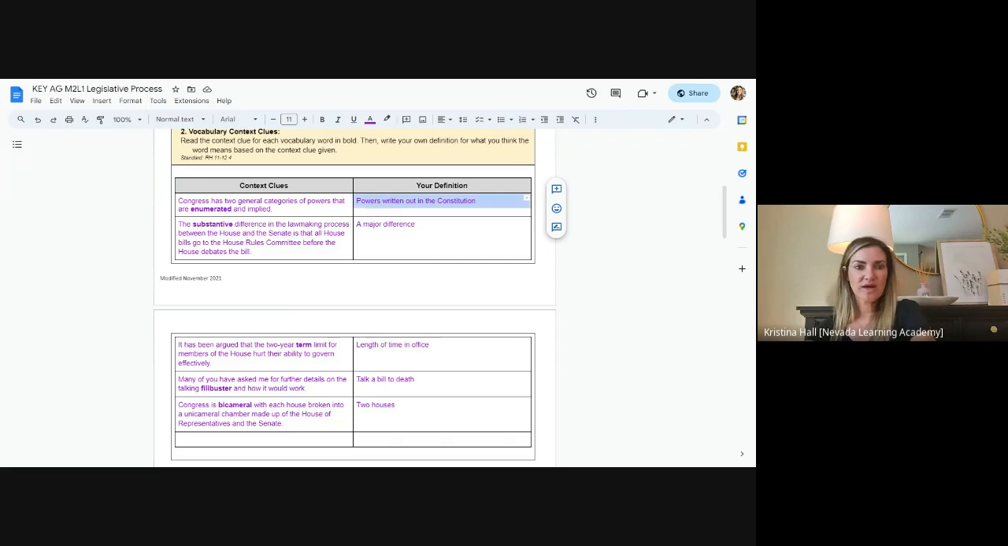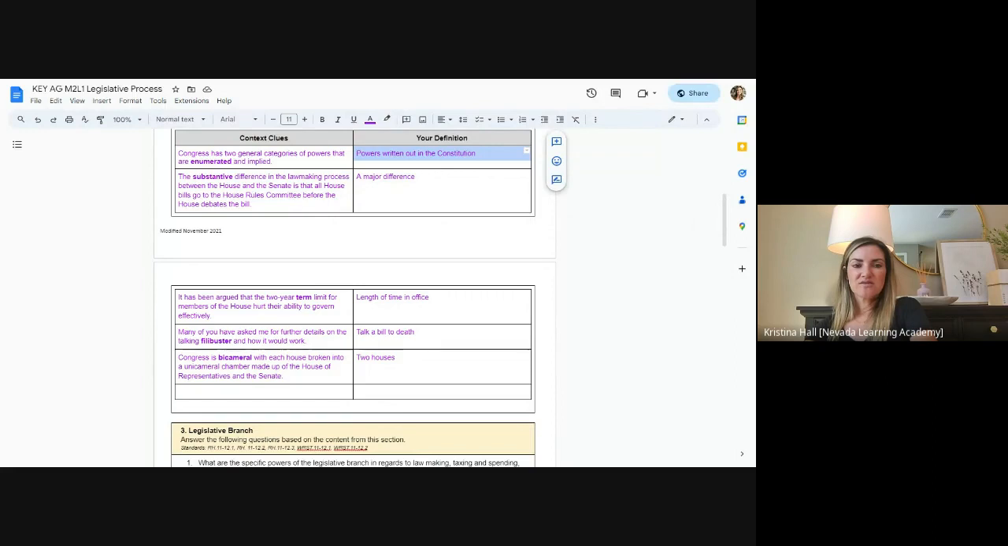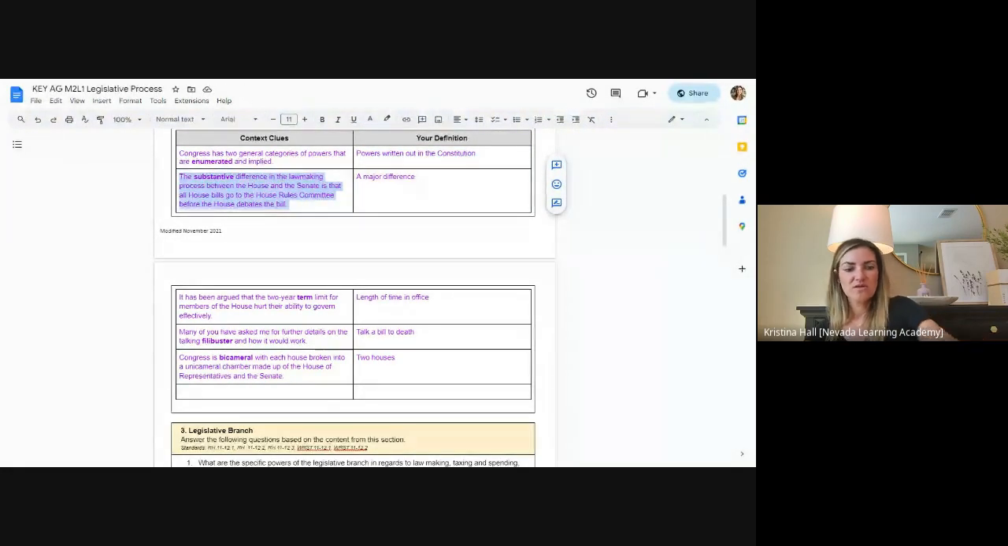All right, let's look at the next one. The substantive difference in the lawmaking process between the House and the Senate is that all House bills go to the House Rules Committee before the House debates on the bills. So substantive means major. I want to copy this, so let's get this whole thing, Control C. We're doing the second word now. And to put this in our own words, substantive means a major difference. So something really big, a big difference, a major difference.